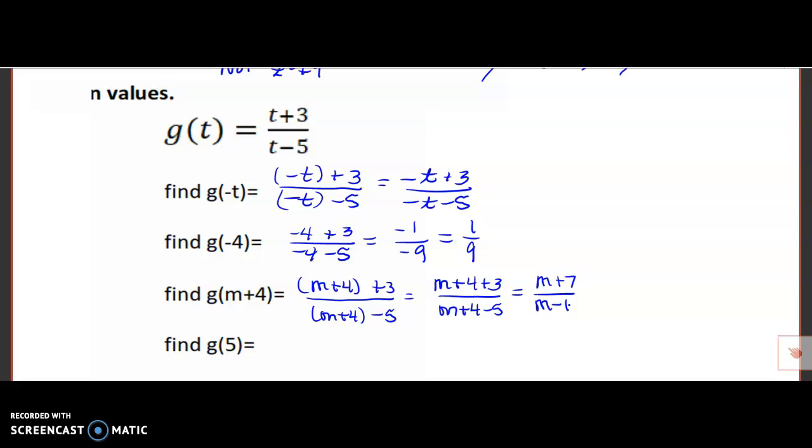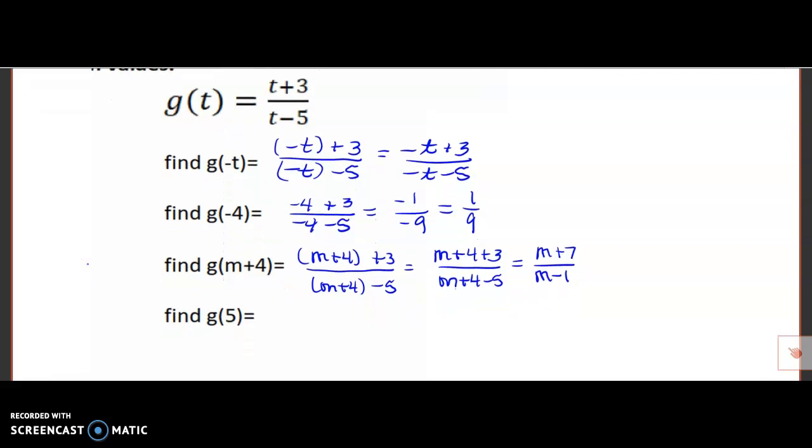And finally, for g of 5, let's plug in a 5 for every t. So I get a 5 plus 3 over 5 minus 5, 8 over 0. And remember, you can't have division by 0, so this one is undefined.